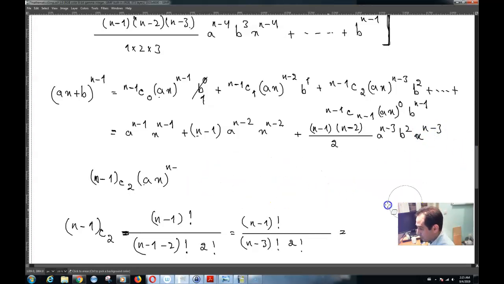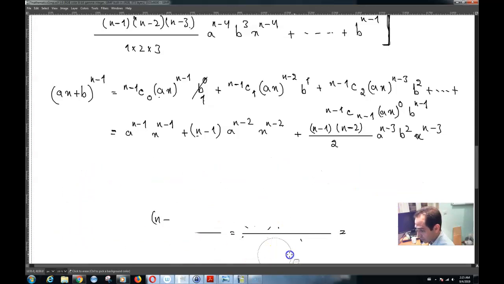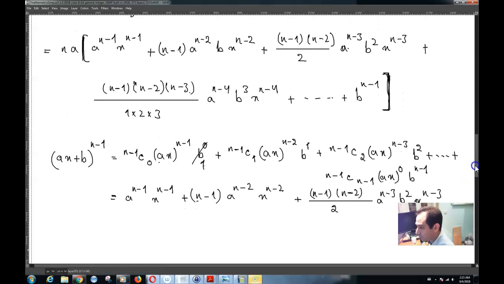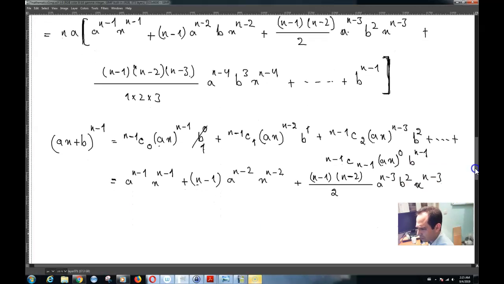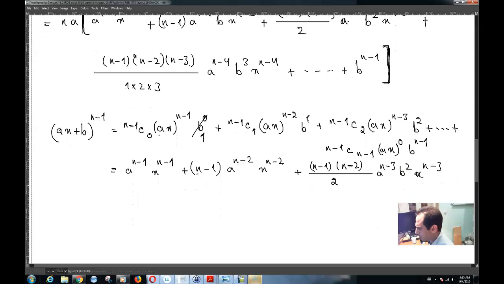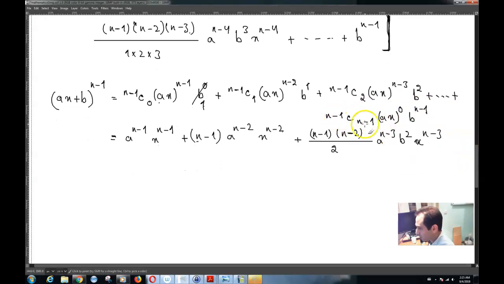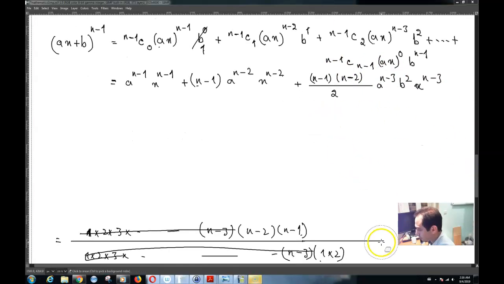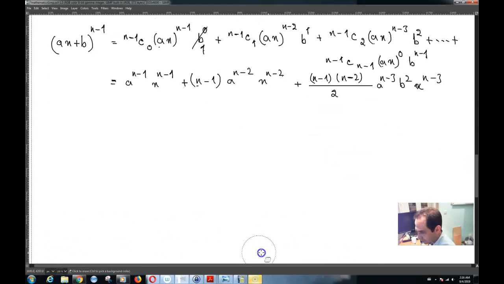And then the last term over here would be, so what we are doing here, we are expanding this, and so your last term would be n minus 1 combination n minus 1. So this would be basically n minus 1 combination n minus 1. Now what this means, let's talk about this as well.